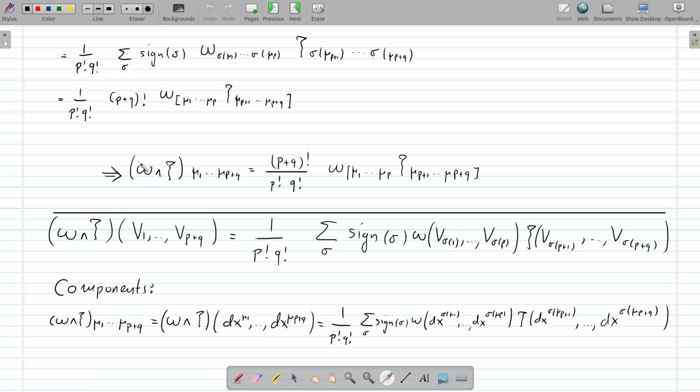Therefore, from that we can read off the components of the wedge product, omega times xi, and there is this funny normalization here, (p plus q) factorial over p factorial q factorial. That makes this expression slightly complicated, but it simplifies other expressions, so well, there's no free lunch. Other books choose different conventions, but we will stick with those.